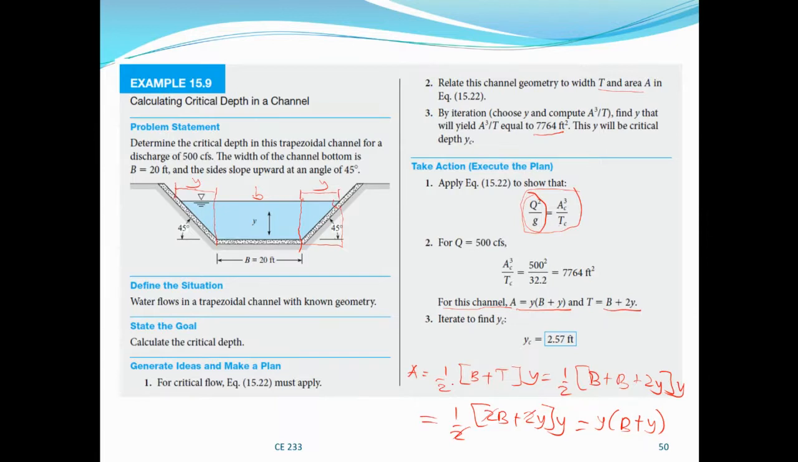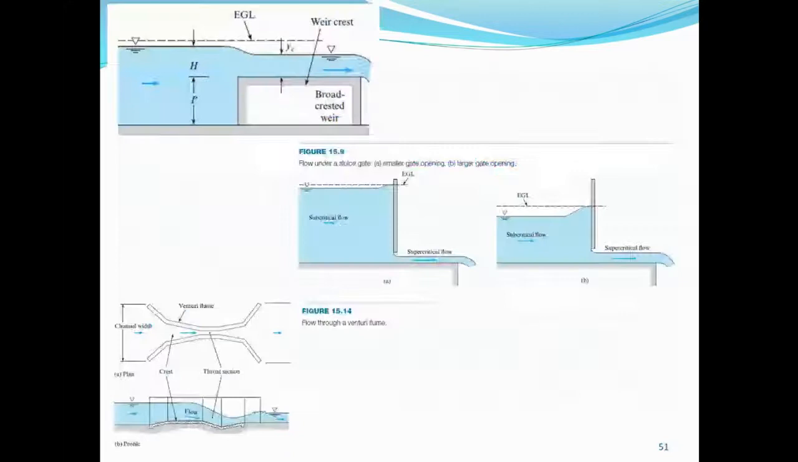And then when you substitute A and T, the only unknown here is y. So you keep assuming values, you iterate. By iteration, you choose y and see, will it give you 7764? If it doesn't, you change the value of y, either increase or decrease, until it is equal to 7764. And that value that gives you 7764 is the value of the critical depth of flow.